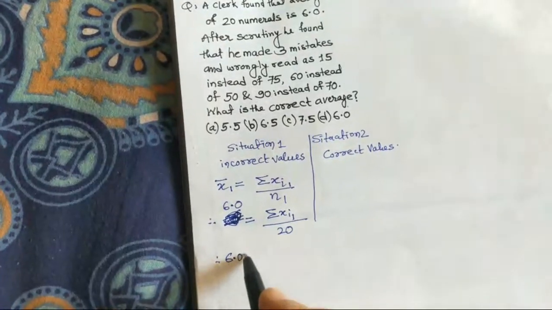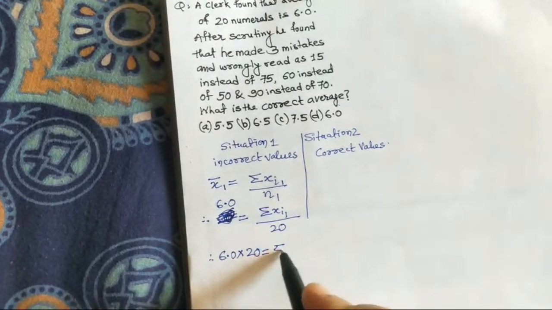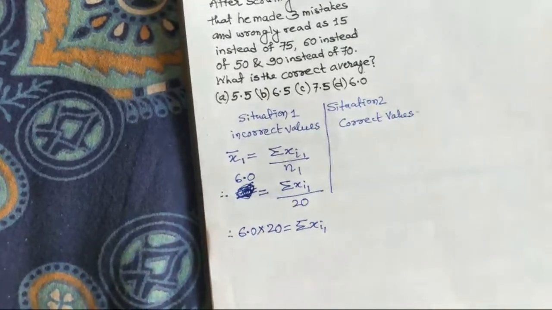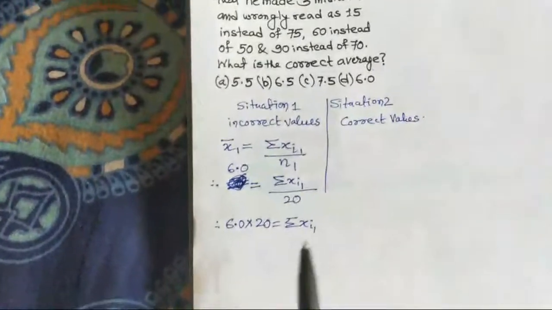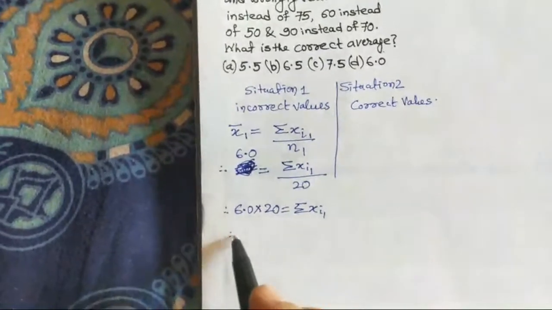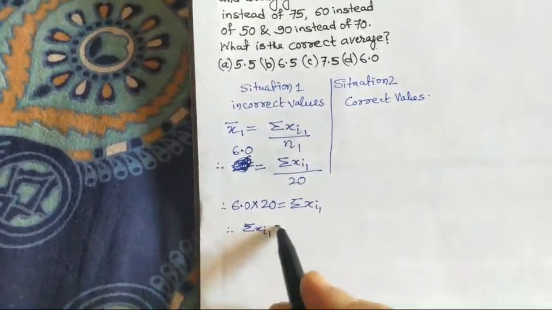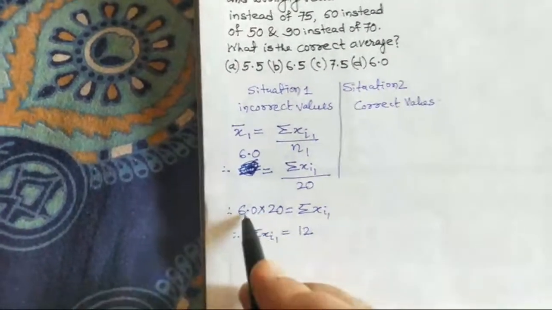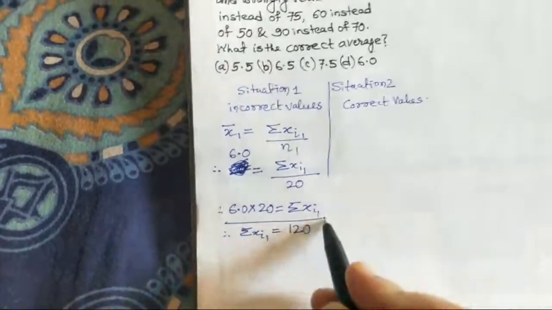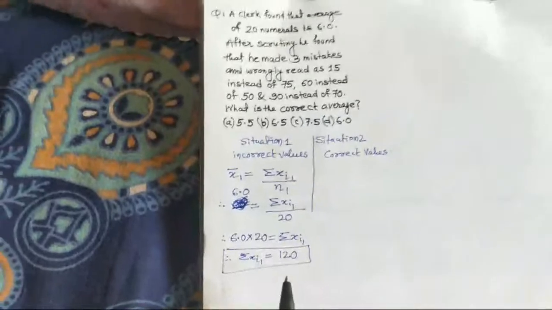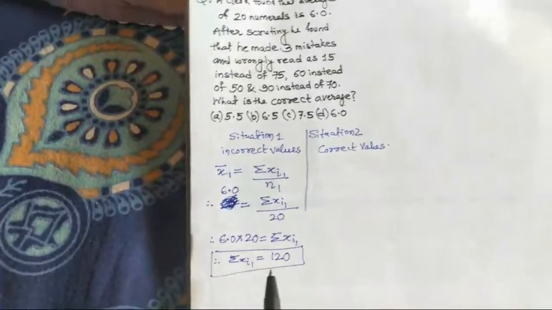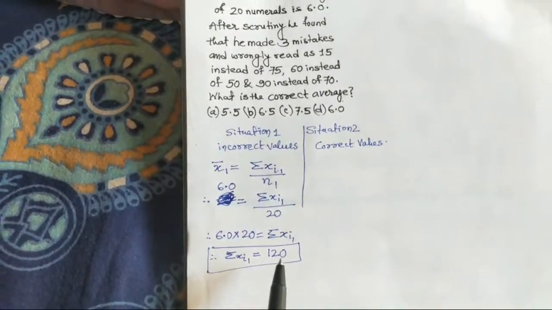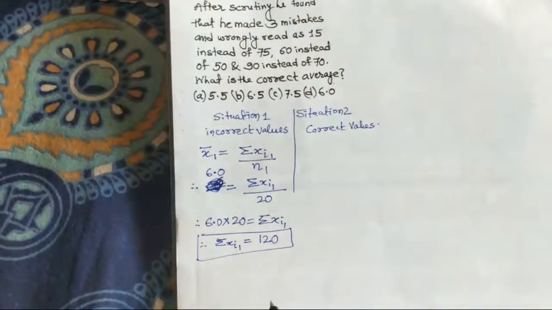So 6.0 into 20 would be our summation xi1. This 20 would go in the multiplication. So summation xi1 is equal to 6 into 20, 120, we know. So this is the sum of the values when the incorrect values are taken. This is the sum of the observations when we have taken three wrong observations into this.